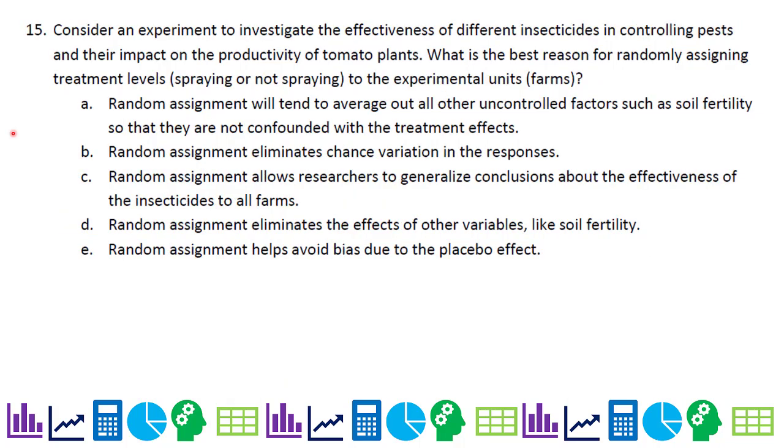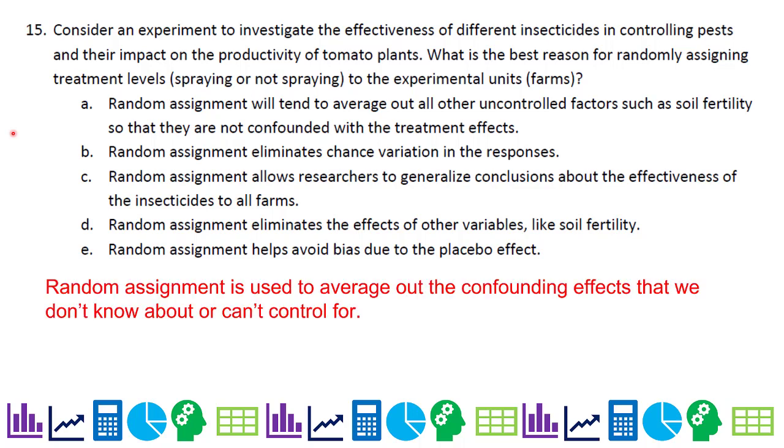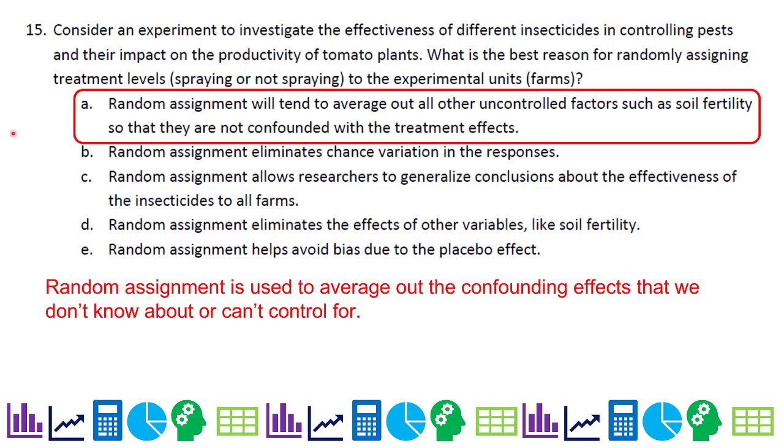Number 15, consider an experiment to investigate the effectiveness of different insecticides in controlling pests and their impact on the productivity of tomato plants. What is the best reason for randomly assigning treatment levels, spraying or not spraying, to the experimental units, farms? Well, remember, why do we use random assignment? It is to average out the confounding effects that we don't know about or the ones we can't control for. So it will average out all other uncontrolled factors such as soil fertility so that they are not confounded with the treatments.